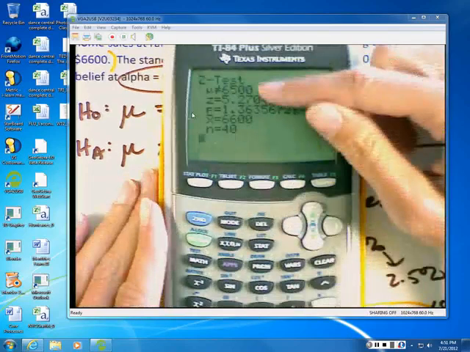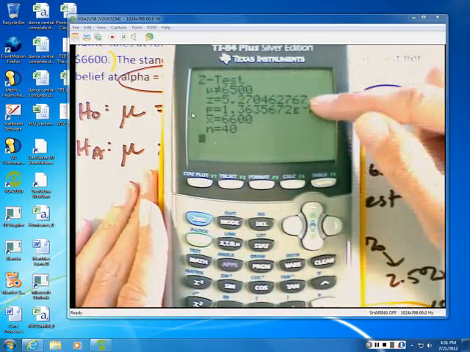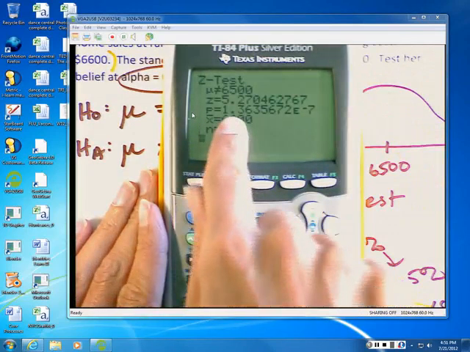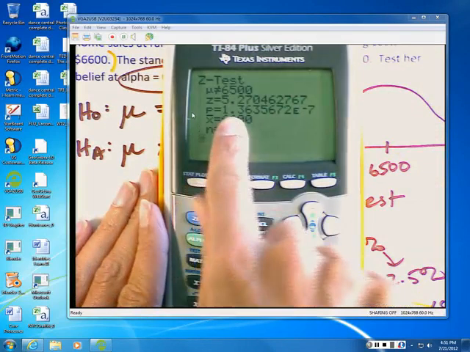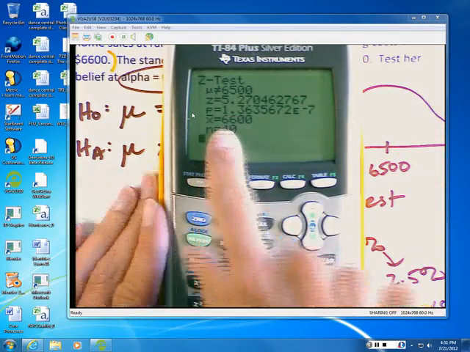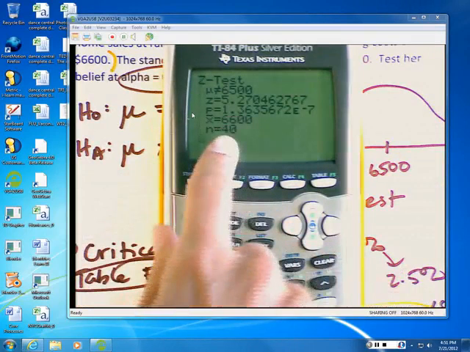Okay, it says this was your null hypothesis. Yes, that was my null hypothesis. There's that z-score. We got it right on, 5.27. This is the p-value. That p-value is actually a teeny tiny number. I'm going to explain what that is here in just a second. And then it also just confirms that your sample average was 6,600, and n was equal to 40. So let me talk about that p-value.